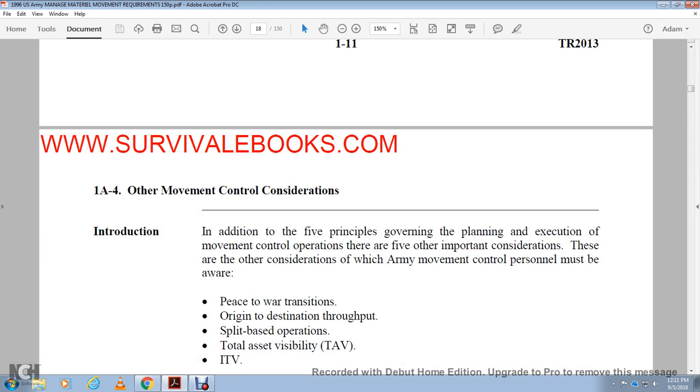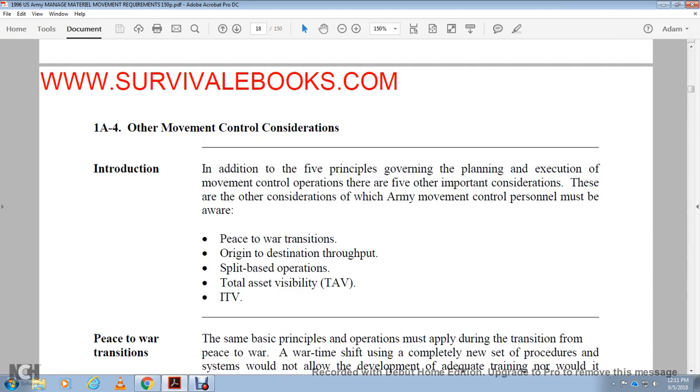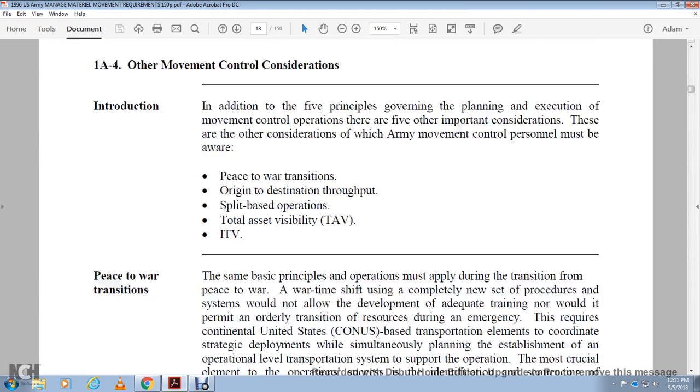1A4 Introduction. In addition to the 5 principles of planning and execution of the movement control operation, there are other important considerations. Army movement control personnel must be aware of peace-to-war and war-to-war transitions, organization, split-base operations, total asset visibility, and ITV.